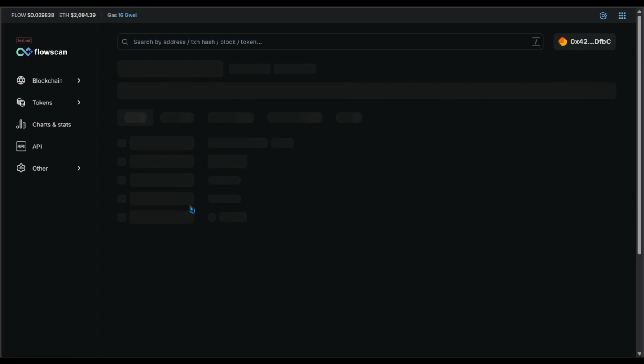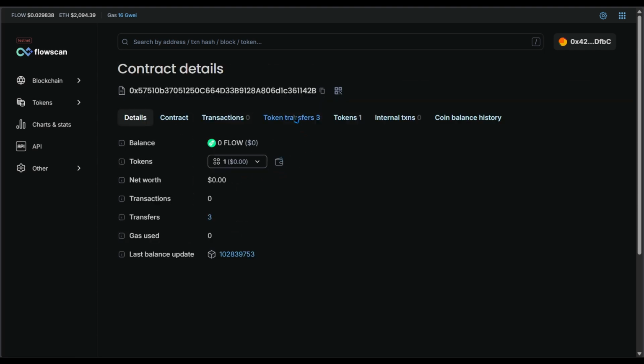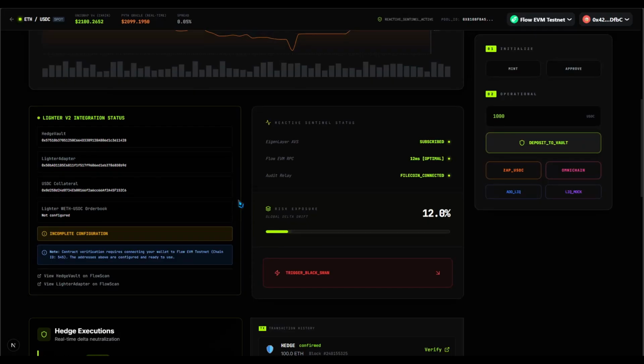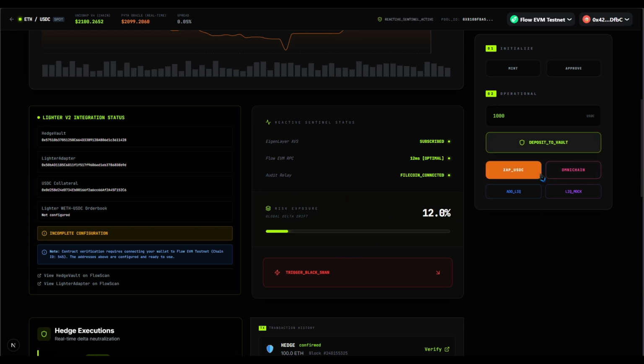We can view our hedge vault on Flow Testnet Block Explorer. To view the hedge transactions, these are some of the past transactions that we did during our successful testing of the whole hedging mechanism. We can see the Flow Testnet connection setup. And here are some of the liquidity provider options where they can add liquidity to the pool.